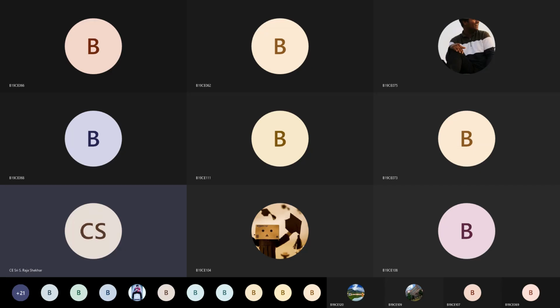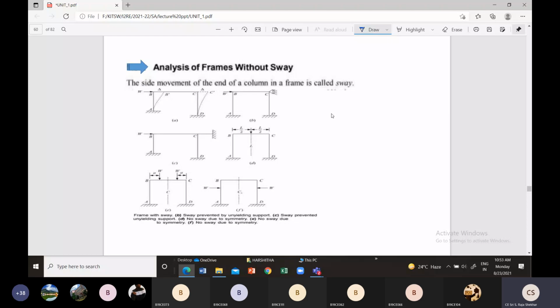Of beams by using slope deflection method of analysis. Now we are going to see analysis of frames. Analysis of frames with and without sway. So with and without sway, we're going to analyze the frames.